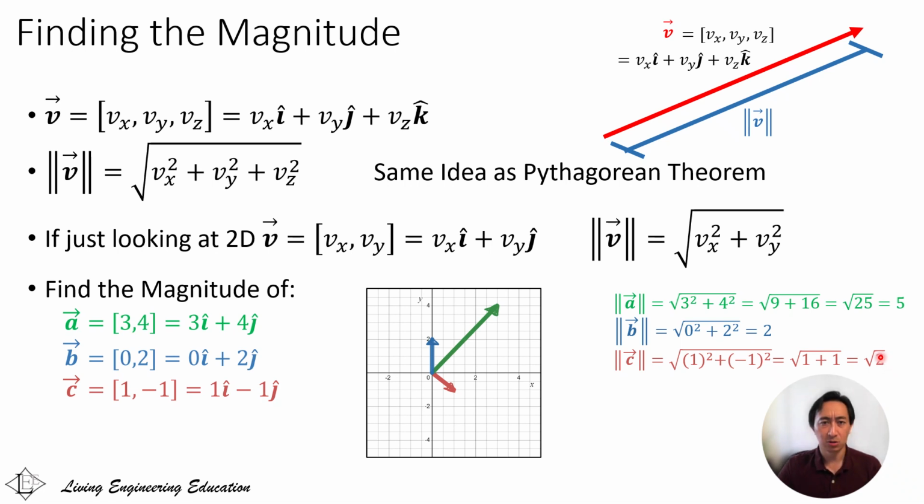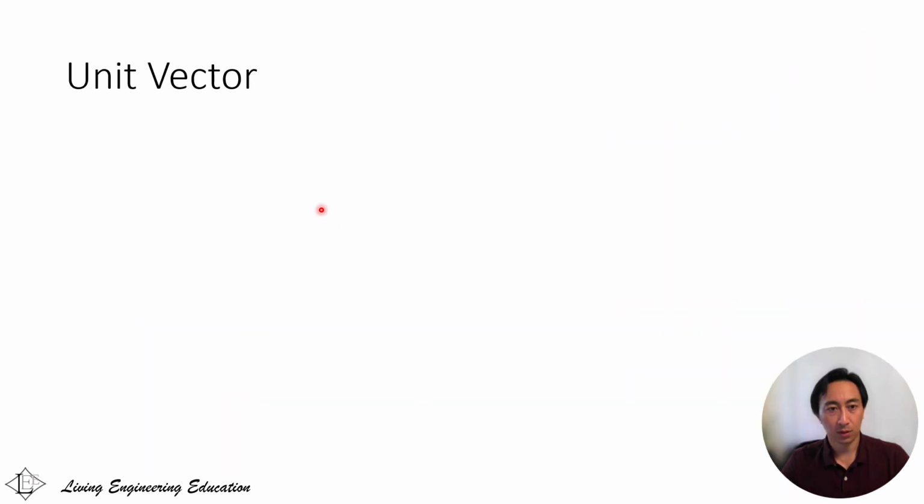So finding the magnitude is fairly easy, but it's very important, and we use this a lot to compare forces, but direction's also very important too. So the last thing for this video, just the introduction to vectors, that I want to introduce is the unit vector. We've seen a unit vector already.